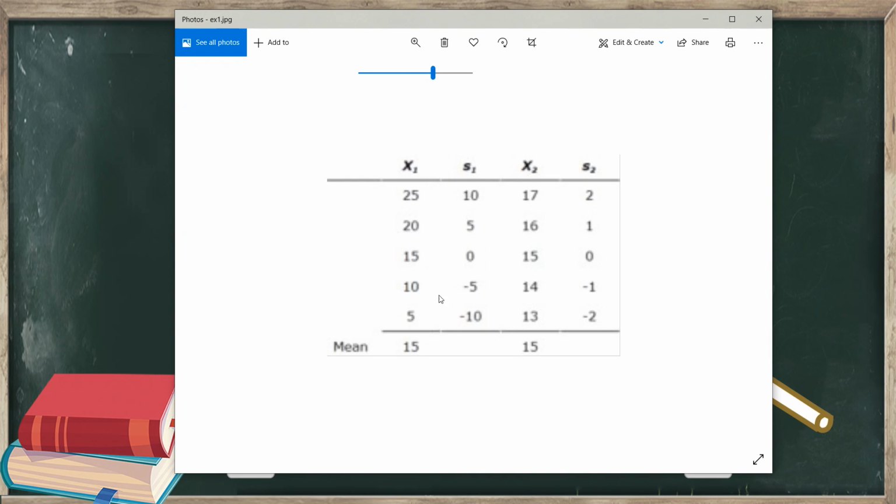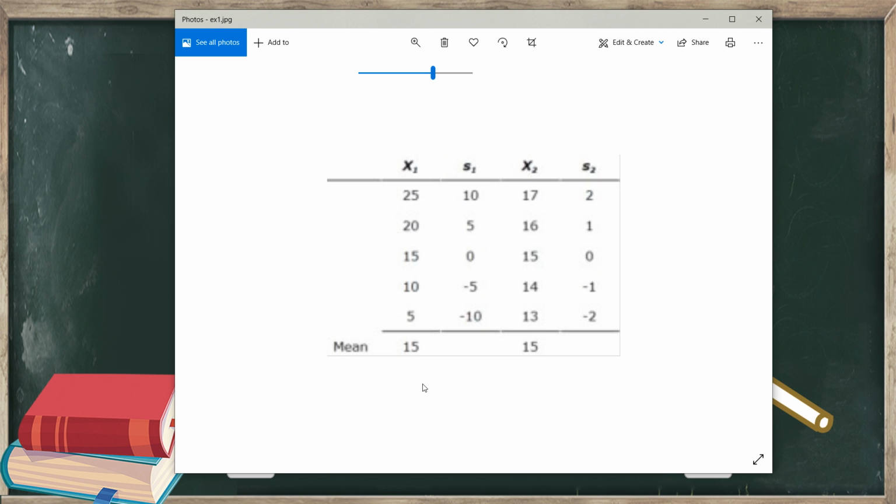Here there are two data sets, and the first data set is 25, 20, 15, 10 and 5. There is a decrease in the values, and 5 is the interval in between. And for the second data set, if you observe, the same descending order is given, and 1 is the class interval. That is, the difference between the observations is 1. Now, if you find out the mean values, for both the data sets it is 15.